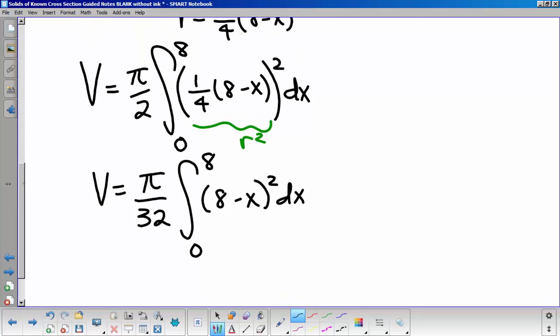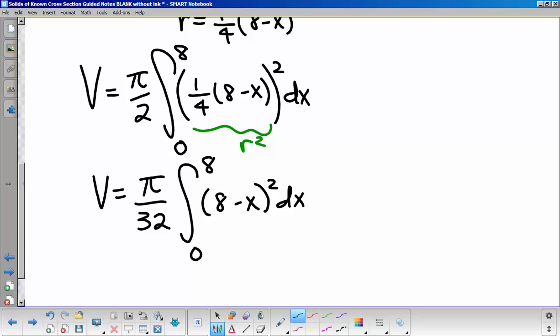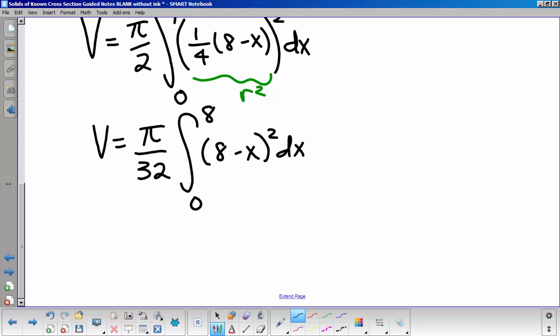I pulled a 1/16 out because I was squaring it here, okay? Now, we could expand this if you like, or we could use u sub. Expand? I don't want to, because you're going to have a bunch of fractions if you do that. If you use u sub, you can use it here because this is a linear factor. So you can say u equals 8 minus x, du equals negative dx, negative du equals dx.